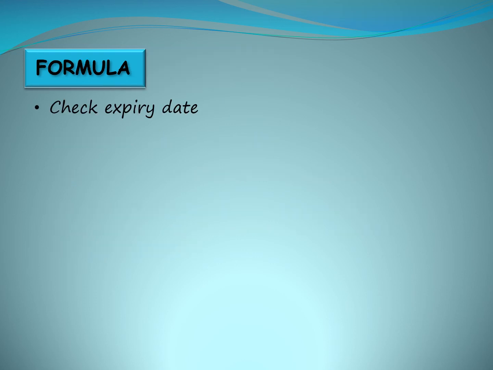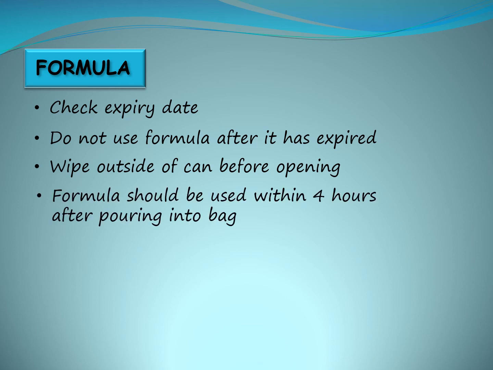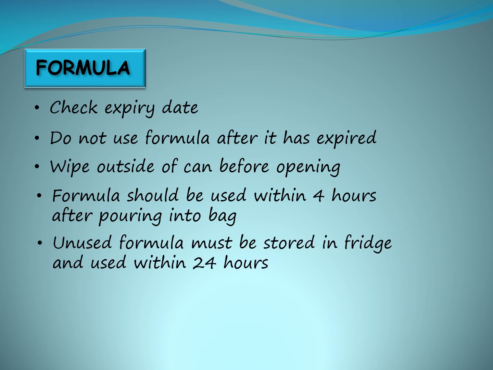Always check the expiry date of formula before use. Do not use formula after it has expired. Wipe the outside of the can with a clean damp cloth before opening. Formula should be used within 4 hours after pouring it into the bag. Unused formula that remains in the can must be stored in the fridge and used within 24 hours. Cover the opened can with plastic wrap or store in a clean sealed container. Label it with the date and time.